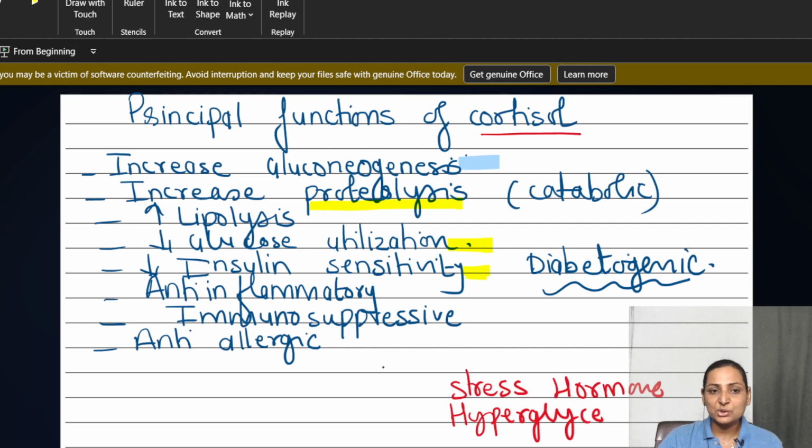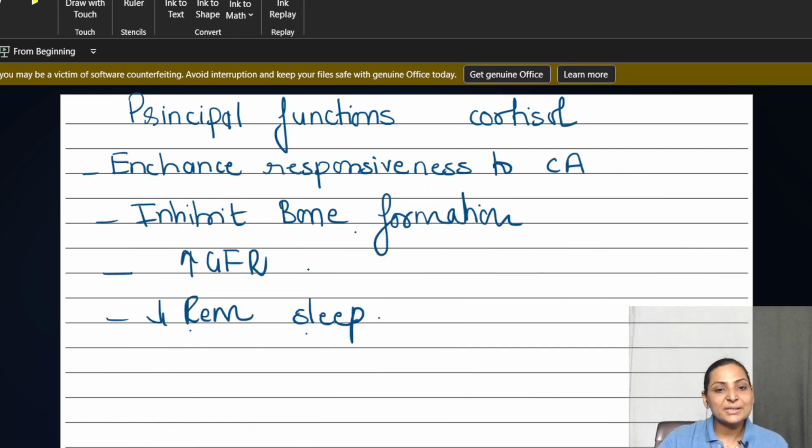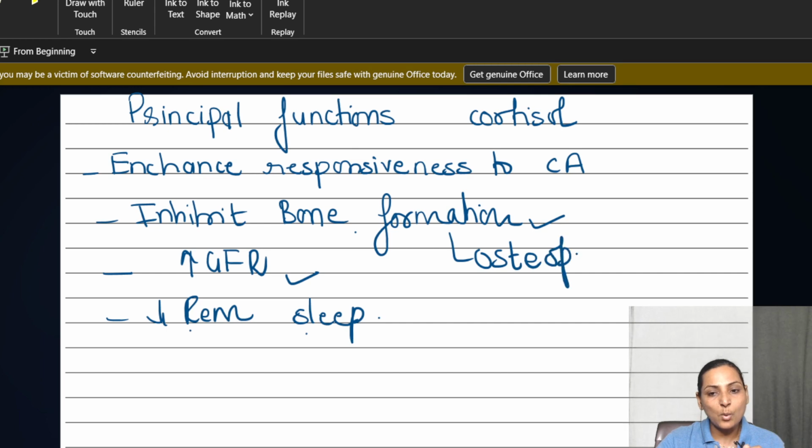Which is the other diabetogenic hormone? Remember, quick, it is growth hormone. Then it is anti-inflammatory, immunosuppressive, and anti-allergic because it inhibits your immune functions. You can remember, it decreases BEL. What is BEL? Basophils, eosinophils, lymphocytes, whereas it increases your RBCs, neutrophils and platelets. That is cortisol. Another important function is an increase in GFR, and inhibition of the bone formation cells, so it predisposes the body to osteoporosis.